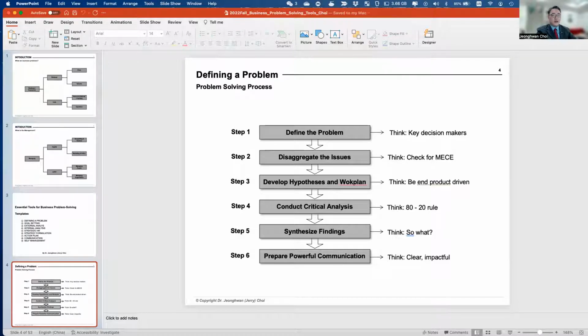Good. Then when we set up the hypothesis and the work plan, we do the work. What kinds of work? We conduct critical analysis. Calculate, collect the data, and test the hypothesis by using statistics, data management, business analytics, and accounting, ledger problems. Sure, we conduct those kinds of critical analysis. Good. And maybe many of you think that is the most important.